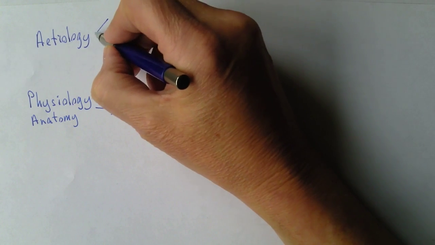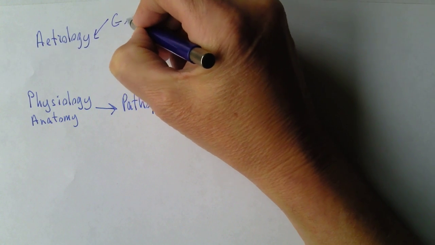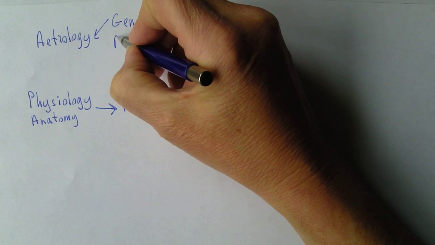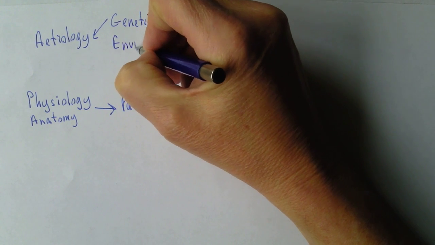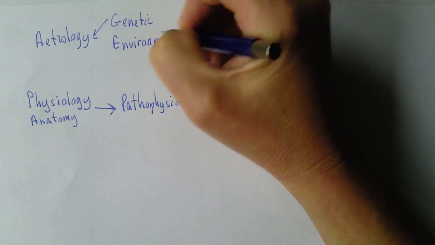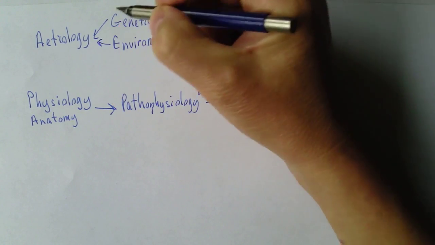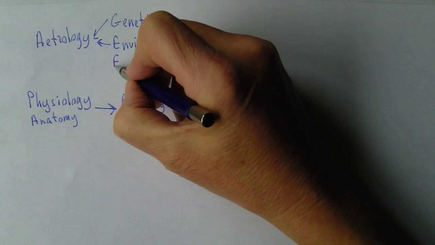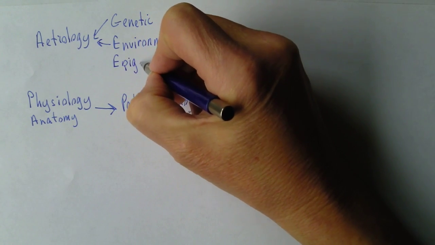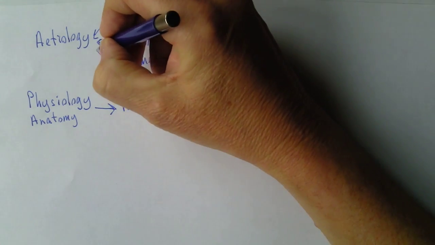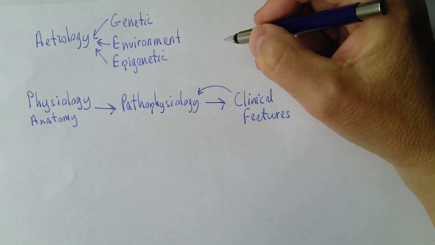And disease can be caused by factors which are genetic. It can be caused by factors which are environmental. And we do separate talks on these possibilities. But it can also be epigenetic. So there can be epigenetic factors that are etiological.